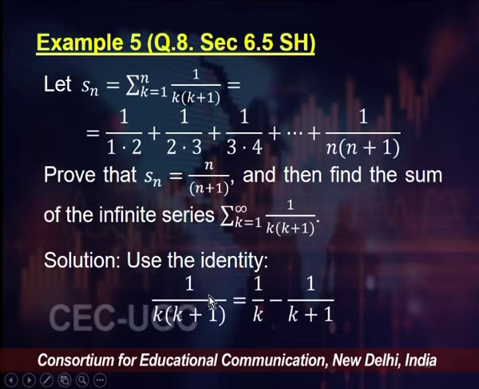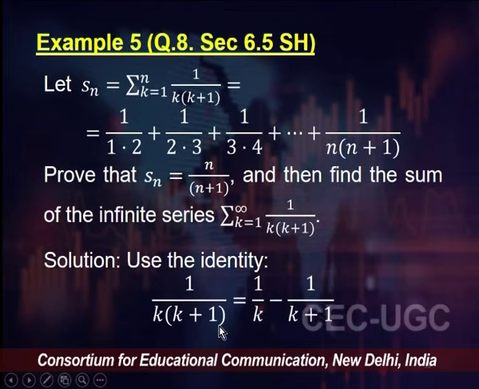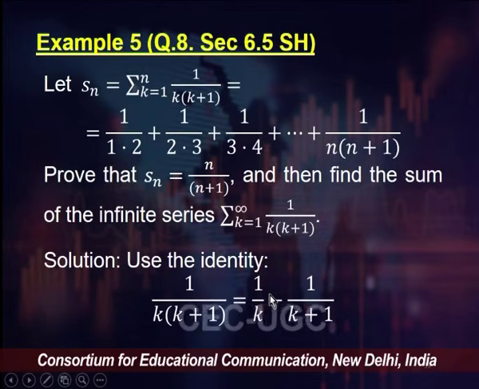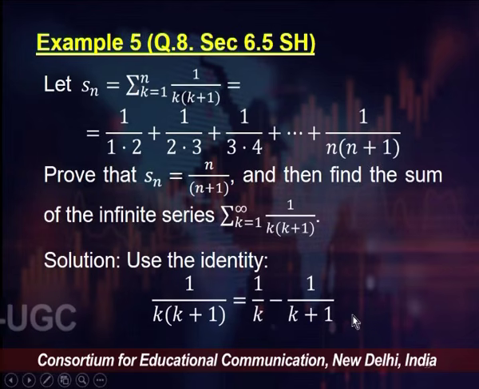For that, we are going to use this identity that 1 divided by k times k plus 1 is 1 by k minus 1 by k plus 1. You can check for yourself. Here the LCM is k times k plus 1, and in the numerator you will have k plus 1 and k. K plus 1 minus k, that is a 1, exactly.